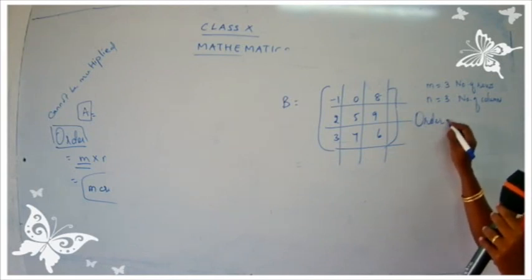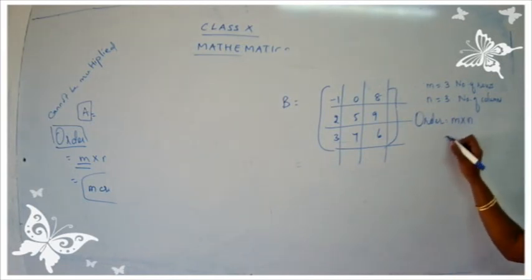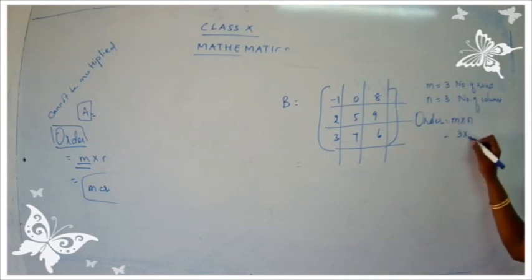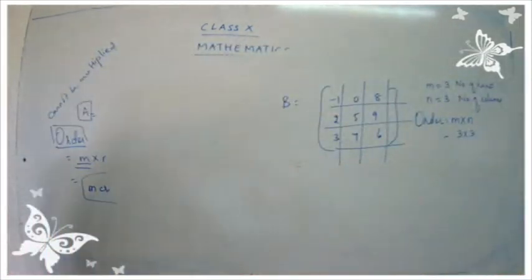What is the order, children? M cross n. That's good. So what is the order? 3 cross 3. Do not multiply. You should not multiply the order. You have to keep it as it is. So this is 3 cross 3. Clear, children? Now let us go for one more thing.